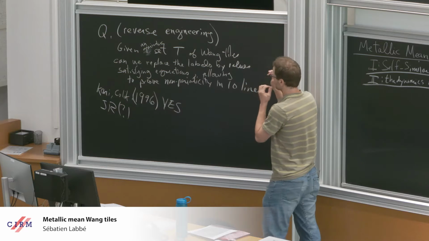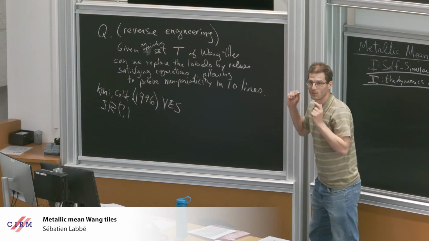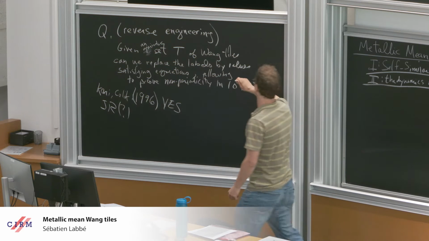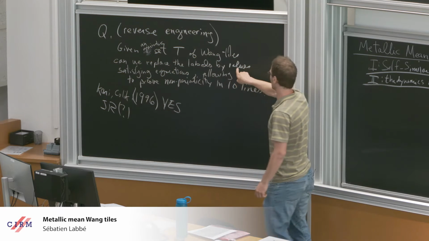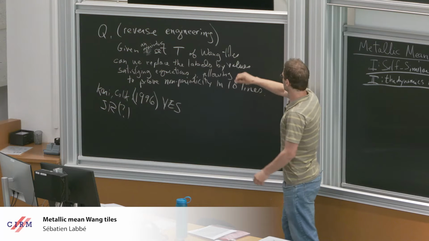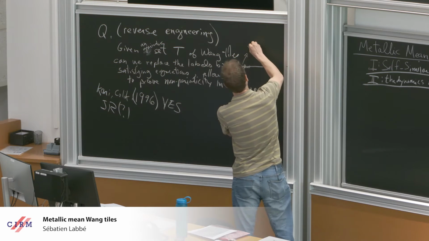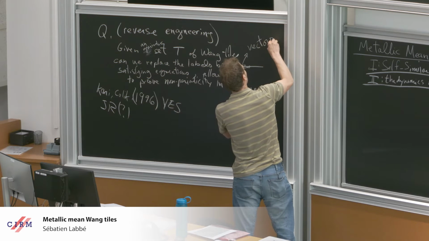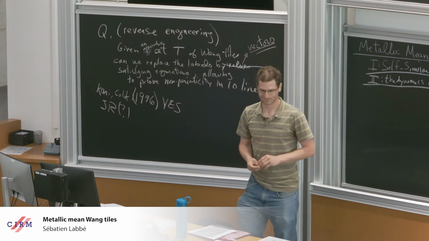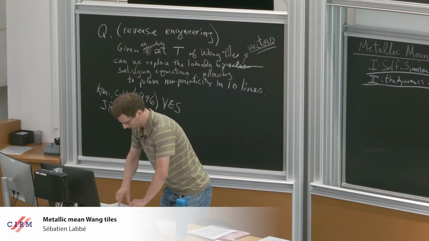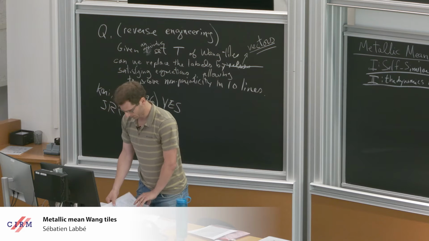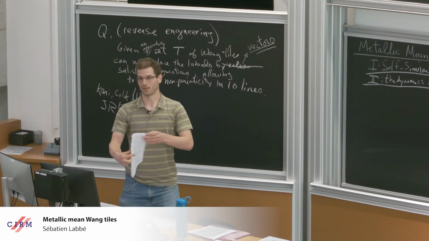But what I want you to understand today is that something's wrong in this question. And what is it? It is this word here: values. This is wrong. You want to replace this by the word vectors. So let's start the talk.